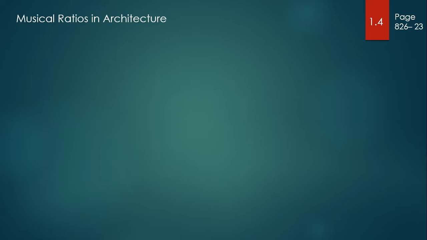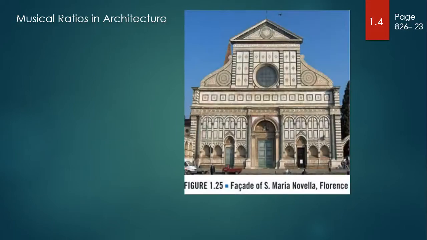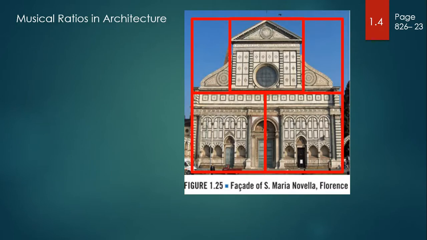The musical ratios were applied to other fields, and one field that you especially see these ratios used is in the field of architecture. So when an architect would design a building, they would decide on the size of the different parts of the building according to the ratios that they thought were beautiful.